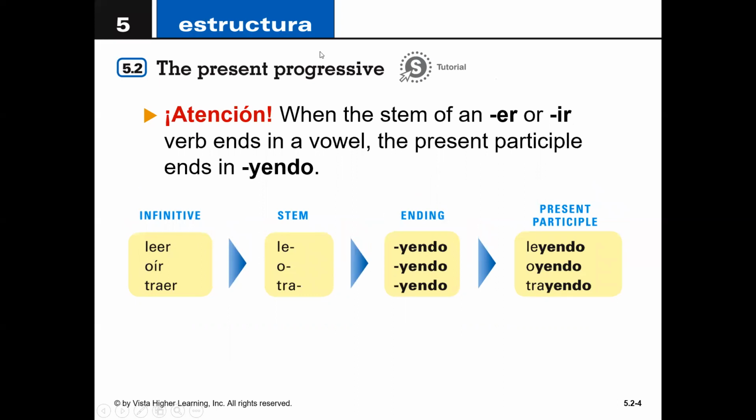Now, one thing to keep in mind is that with ER and IR verbs, if there's a vowel after you drop off the ER or IR, you put yendo instead of iendo. So you just basically put a Y. Here are three examples: leer, oír, and traer. Once we drop off the endings, we see there's a vowel there: an E, an O, and an A. So we have to turn that into yendo. So leer gives us leyendo, oír gives us oyendo, and traer gives us trayendo.